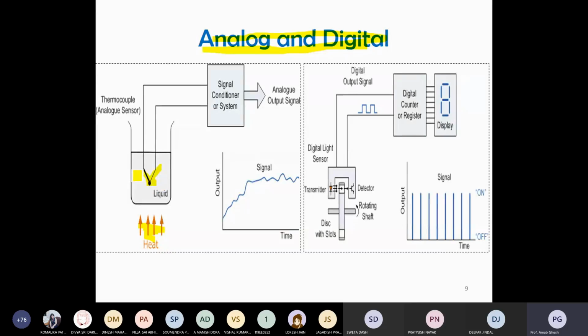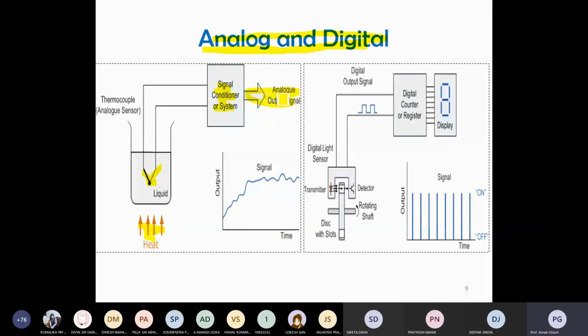Due to the thermocouple, what happened is a change of that heat. The junction temperature is changing, and that may be responsible for the development of electrical energy. That energy is coming here, and the purpose of the signal conditioning system is that it can amplify the signal, and you will get that analog output signal.